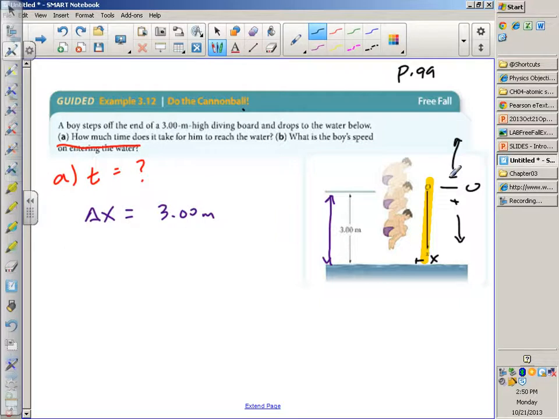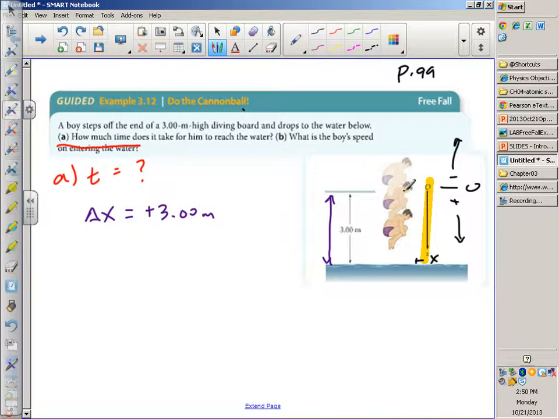Okay? Good with that so far? So in this case, our displacement isn't just 3, it's actually what? It's actually positive 3. Even though it's going down, we've called the downward direction positive in this problem. So displacement has to be positive 3. Good so far. What else?